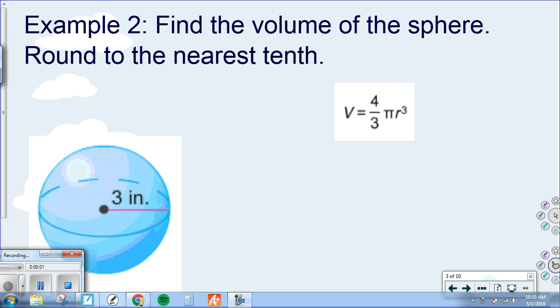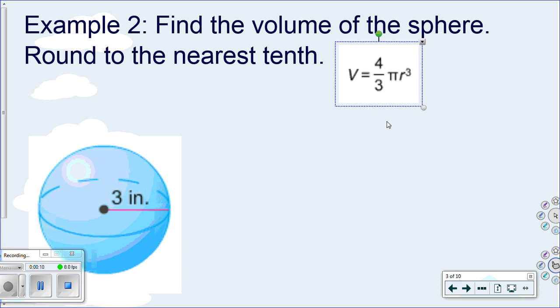So, finding the volume of spheres. For our second example, we have to find the volume, round to the nearest tenth. Our formula is volume equals 4 over 3 pi r cubed. So, what is my radius? 3. Okay, I'm going to go ahead and substitute everything into my formula.